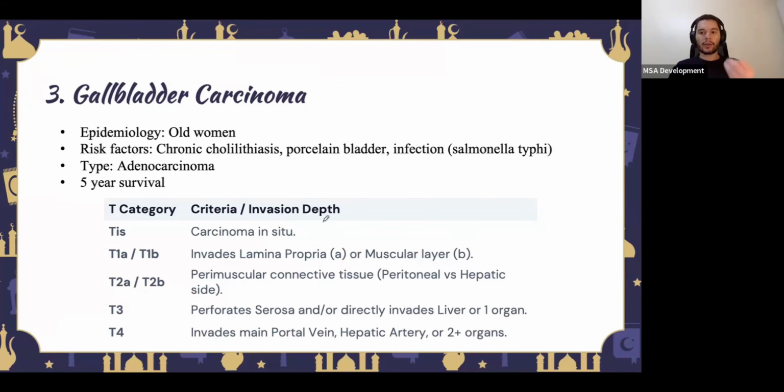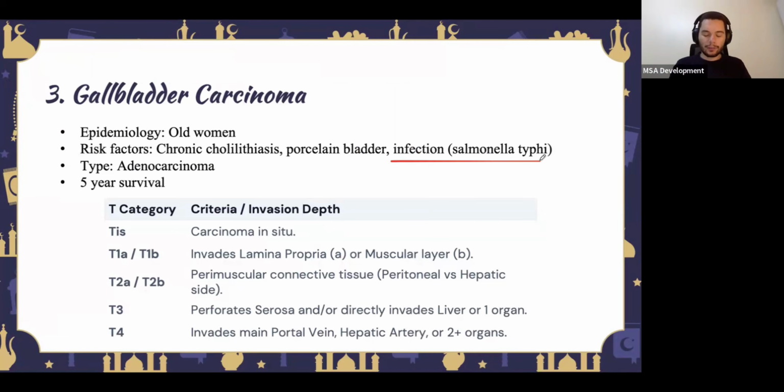Gallbladder carcinoma, from its name, there is cancer in the gallbladder. It's usually an exophytic mass or a protruding mass inside the gallbladder. It typically affects older women. And the risk factors you already kind of spoke about, chronic cholecystitis, porcelain bladder. You're just going to have to add infection by Salmonella typhi.